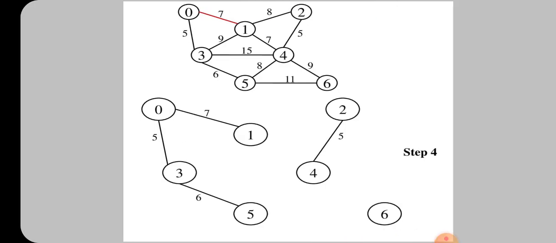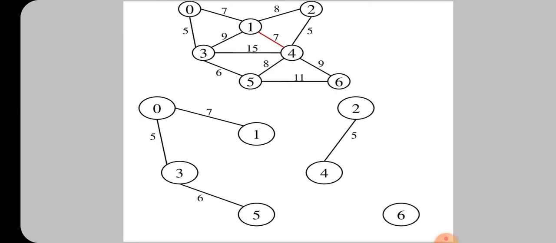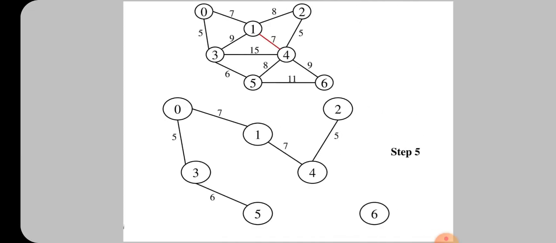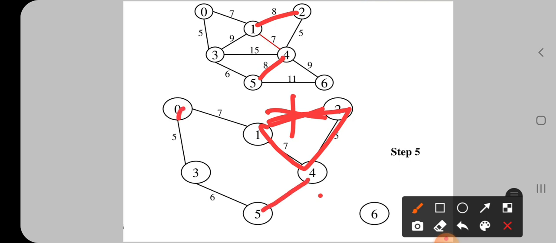Then what is the next minimum edge? 1 4. If 1 4 is connected, there is no problem, there is no cycle. So we will connect it. The next minimum weight is 8. Either we can select this one or this one, 1 2. If we select 1 2, then it forms a cycle, so we can't add this edge. Another weight is 4 5. If we connect 4 5, then it forms a cycle like this, so we can't add this edge.